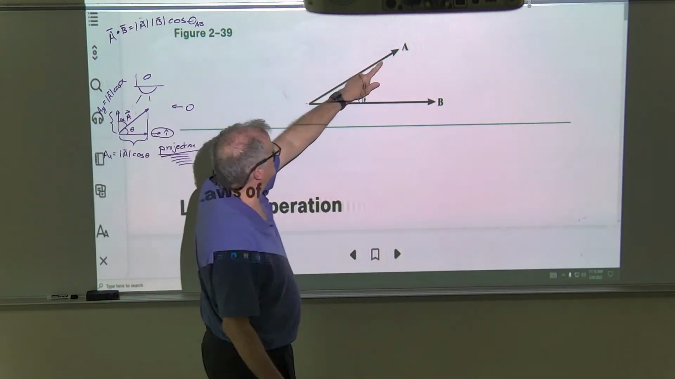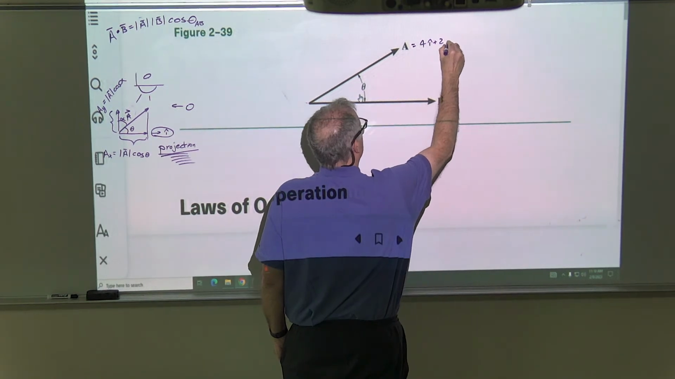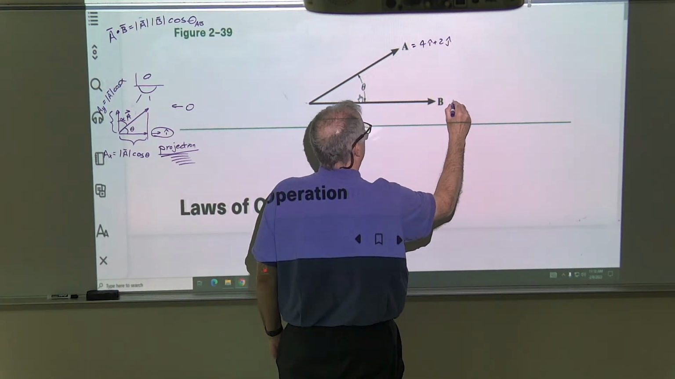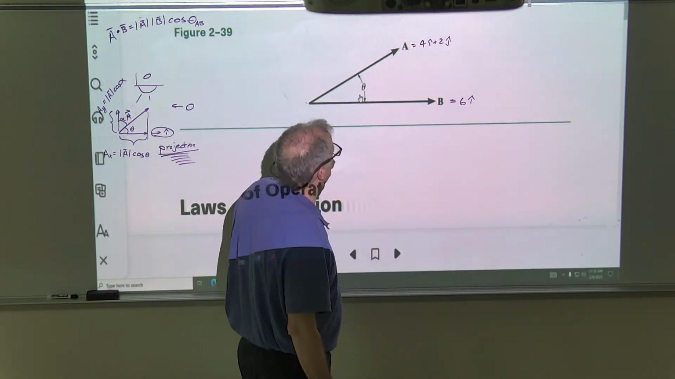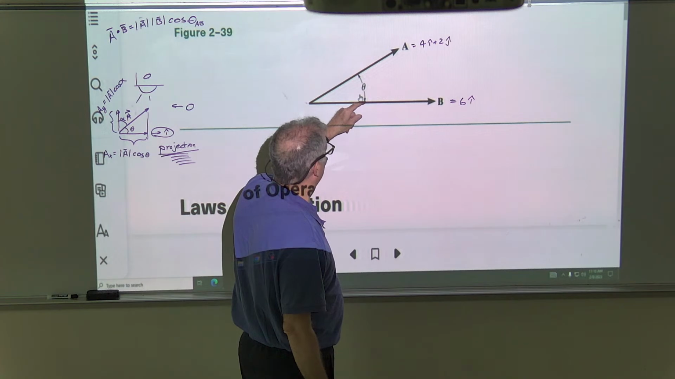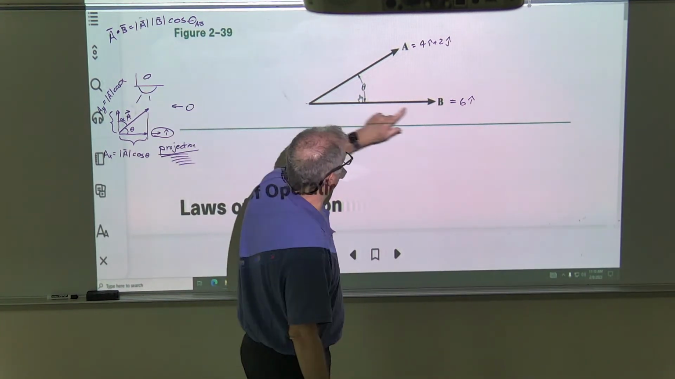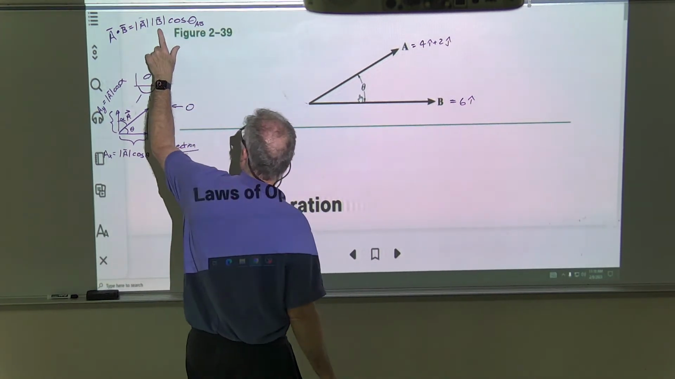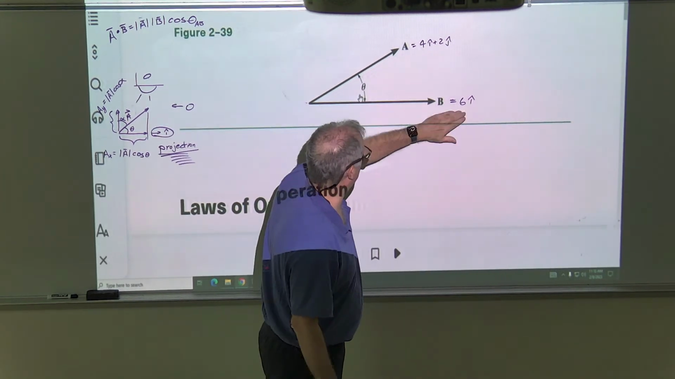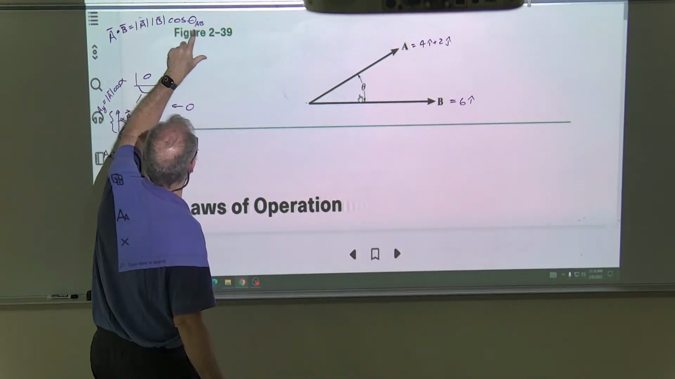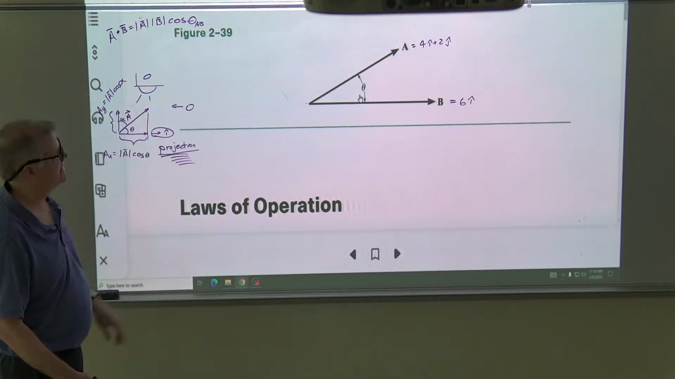So maybe you know this as being 4I plus 2J. And maybe you know this as being 6I. And you want to find this angle. What you do is you find this magnitude, put it right there. You take this magnitude, put it right here, and you take this and dot with this, and then the only thing you don't have is that, and you can find that. Now, there'll be problems that are related to that.